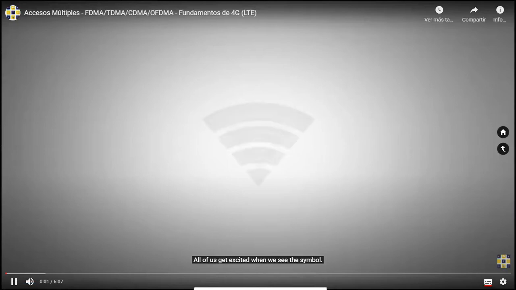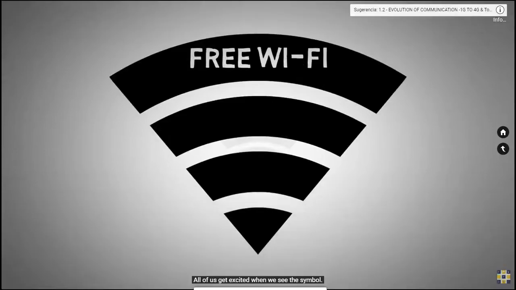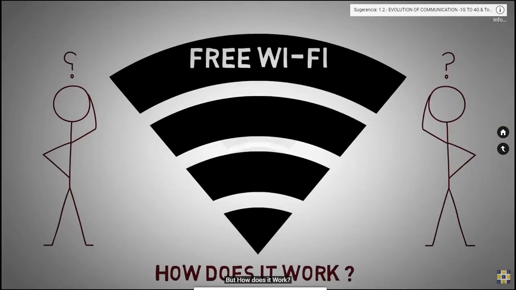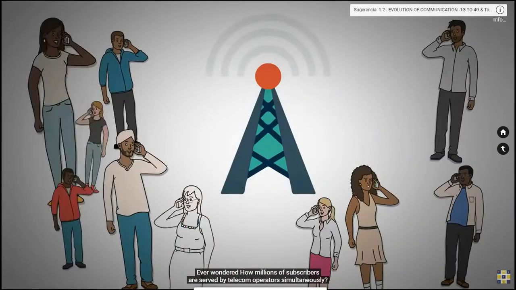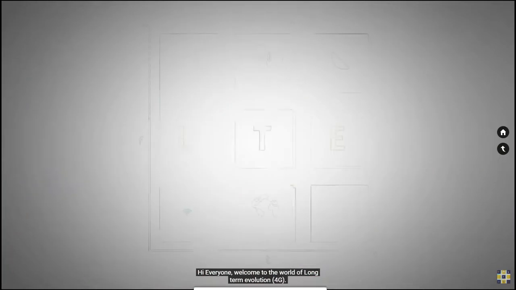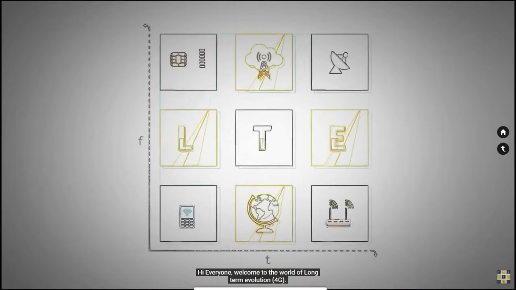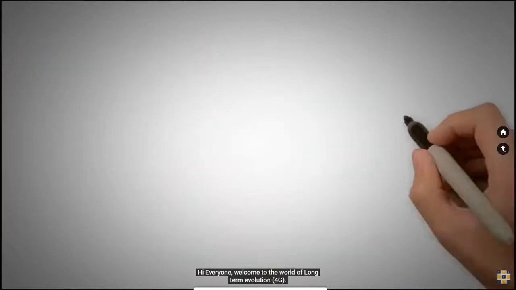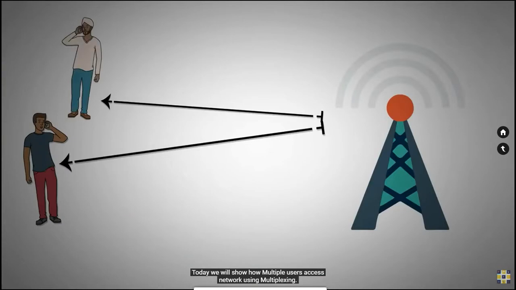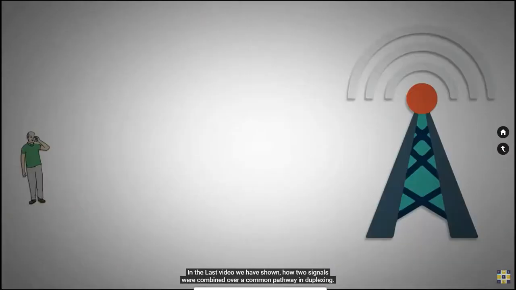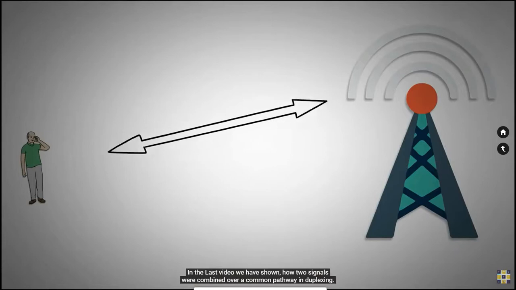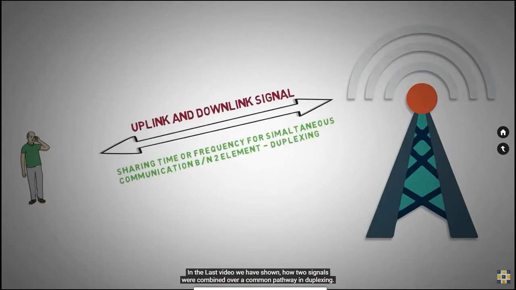All of us get excited when we see the symbol. But how does it work? Ever wondered how millions of subscribers are served by telecom operators simultaneously? Hi everyone. Welcome to the world of long-term evolution. Today we will show how multiple users access the network using multiplexing. In the last video we showed how two signals were combined over a common pathway in duplexing.